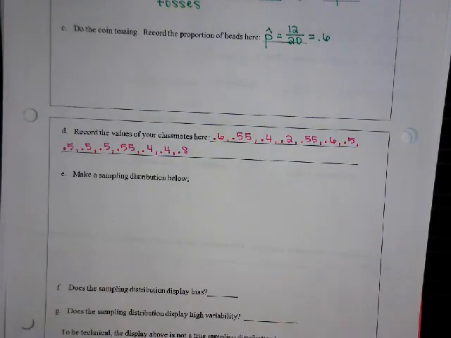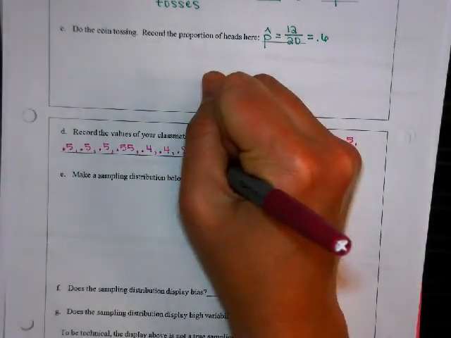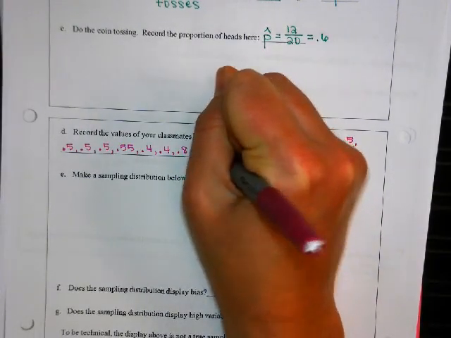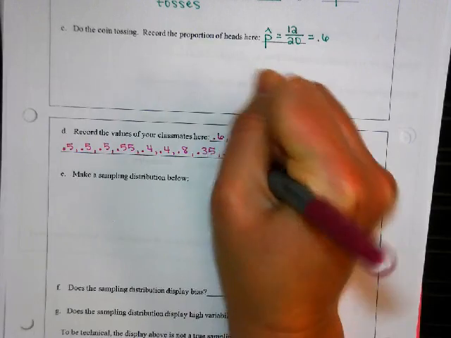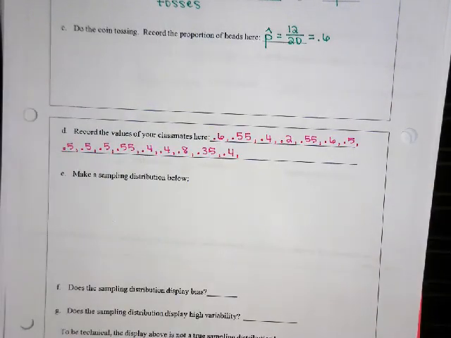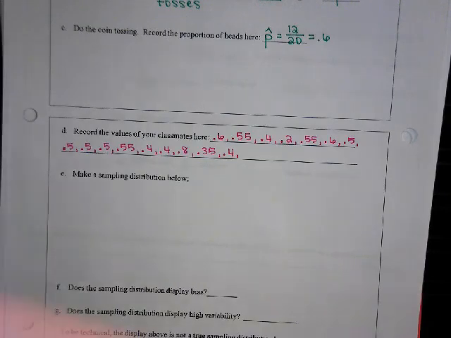Trey? 0.35. Tanner? Issa, are you done? Okay. Did I miss anybody? No. How many heads did you get? 8, so you have 0.4.